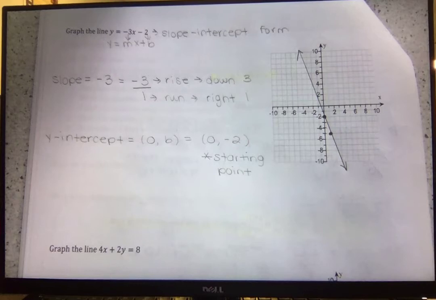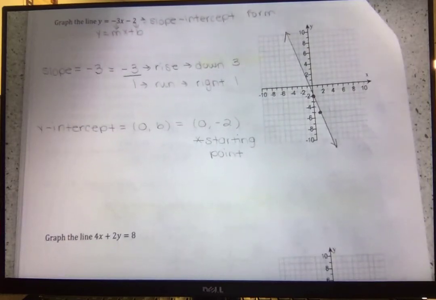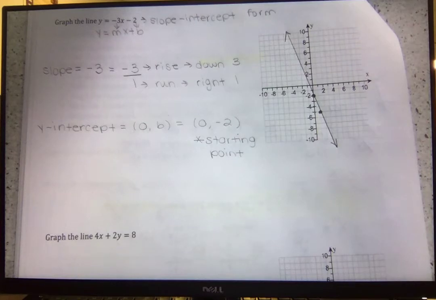If not, try the next one by yourself. It asks us to graph the line 4x plus 2y equals 8. If you notice, this is not in slope-intercept form, so you have to put it in y equals first. Once it's in y equals, you can find the slope and the y-intercept, and you can graph it like we just did. So go ahead and try this example.